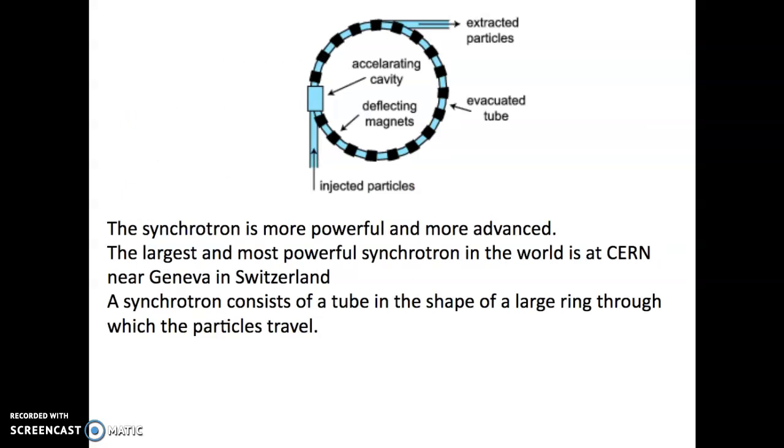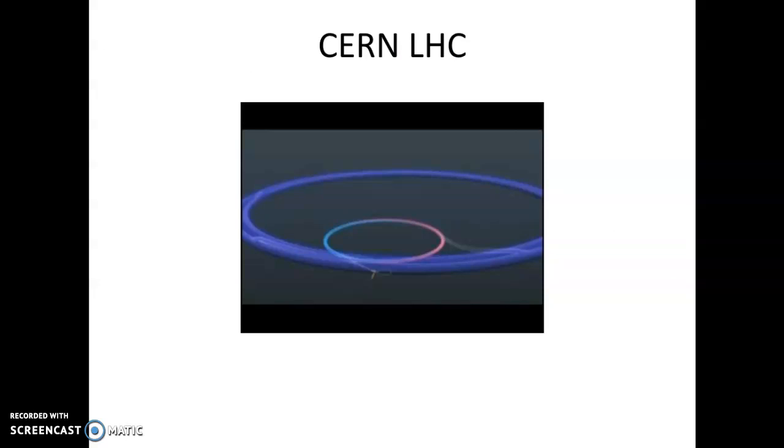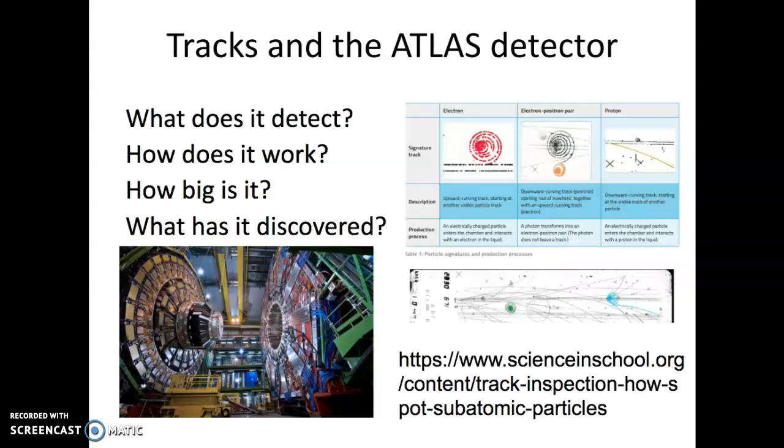So of course the most famous and the largest synchrotron in the world is at CERN, the Large Hadron Collider. You've got a similar summary there, you can read through that yourself. And there's a video to watch about the CERN Large Hadron Collider. You're now going to be asked to work out what the ATLAS detector is at the LHC in CERN and work out these 4 questions and produce some slides from that.